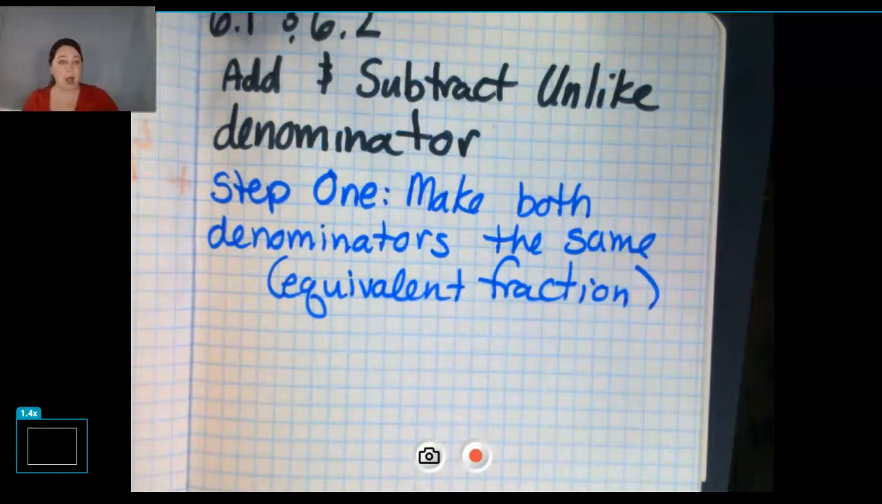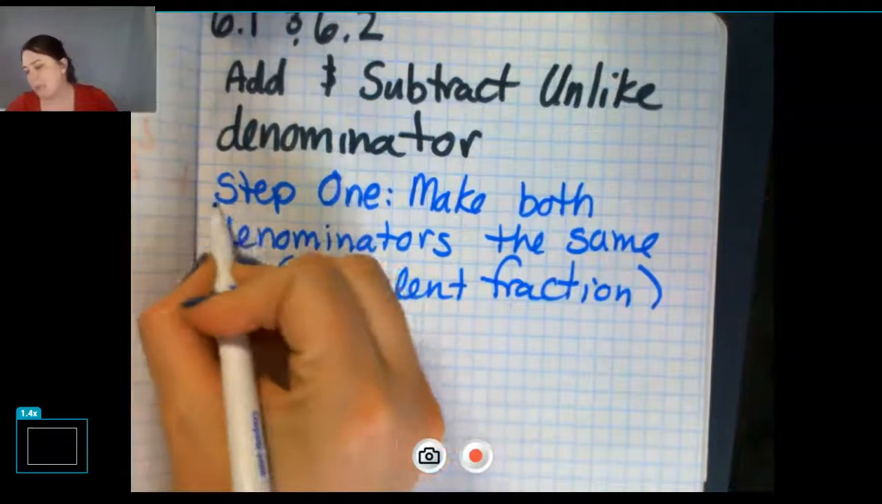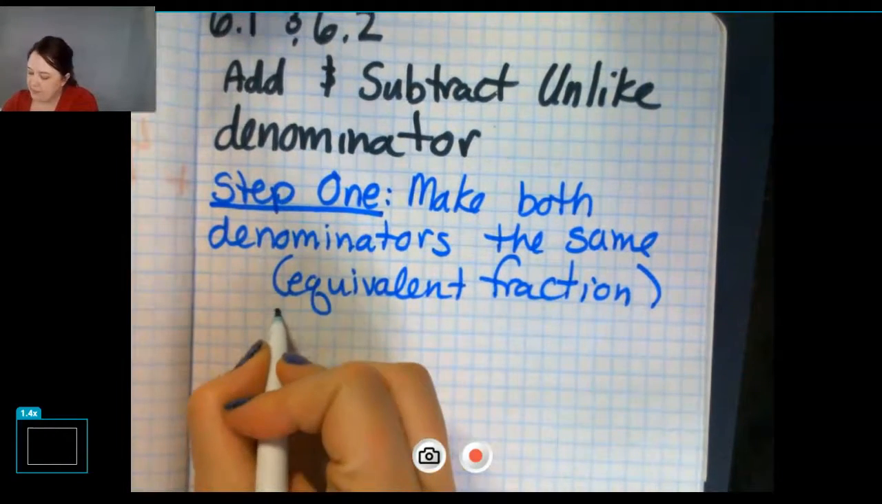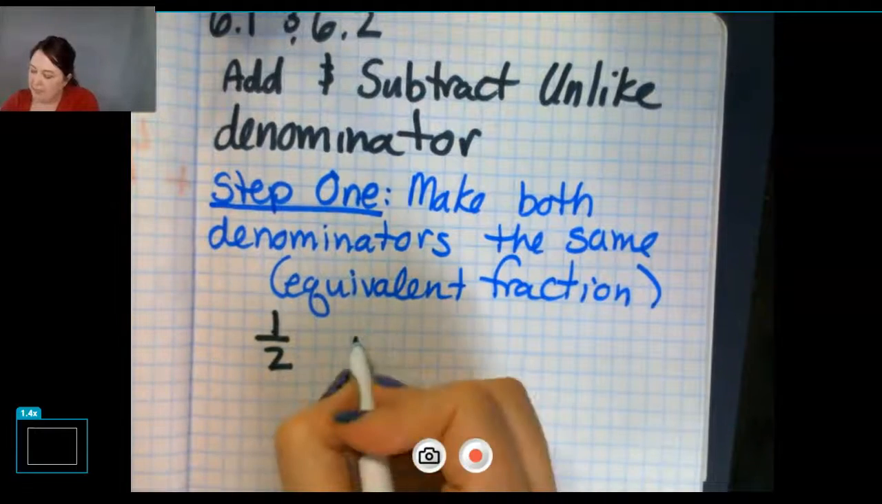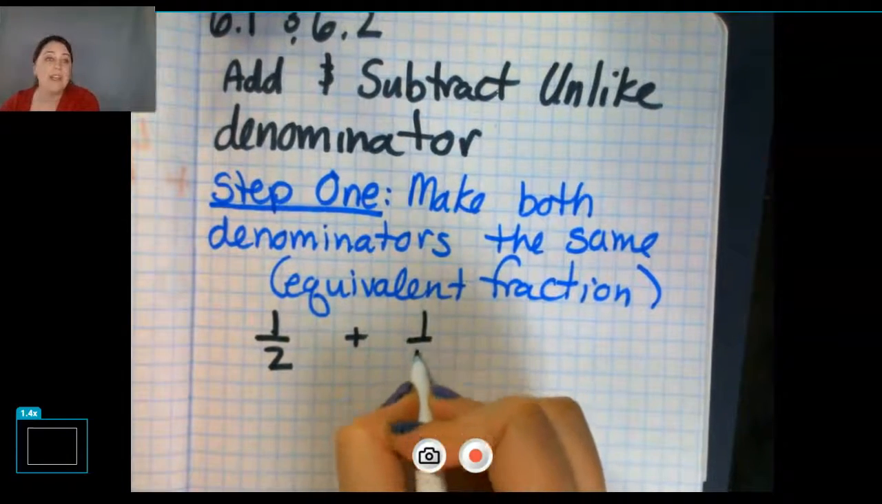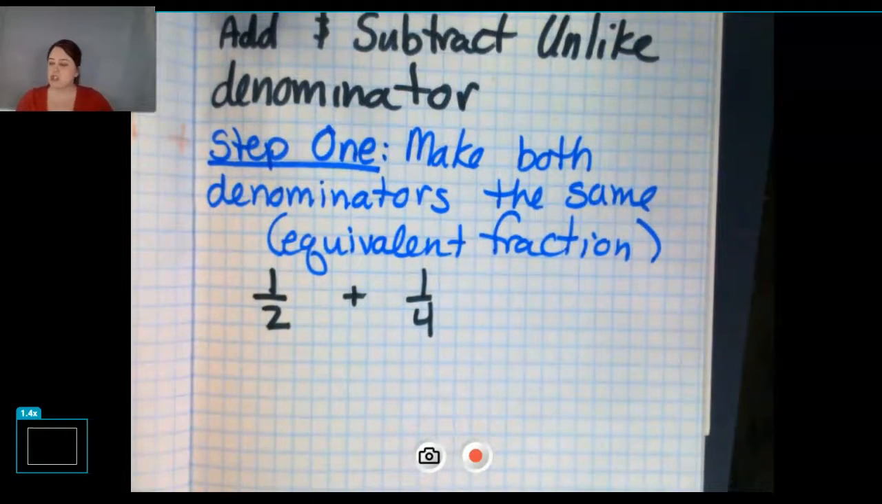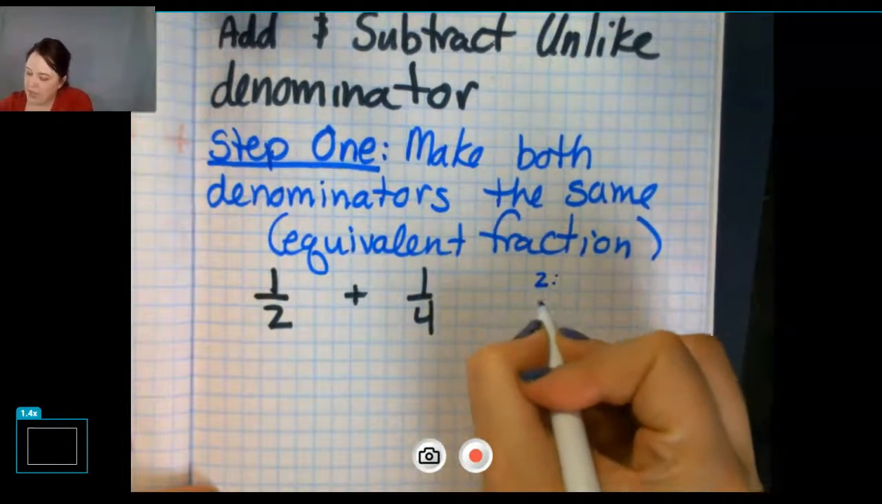Okay, so the problem that we're going to follow these steps with and practice on is 1/2 plus 1/4. 1/2 plus 1/4. So the first step is to make both the denominators the same, have equivalent fractions. So my denominators are 2 and 4.